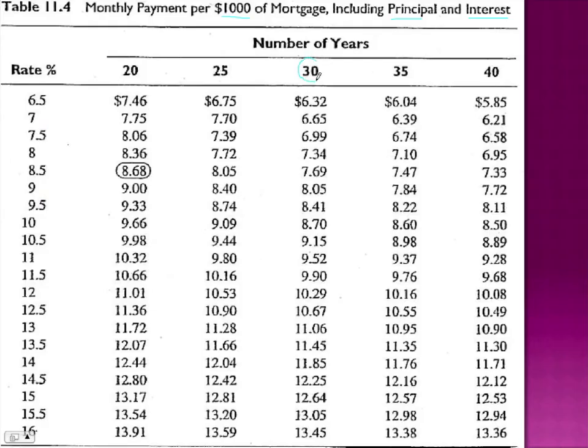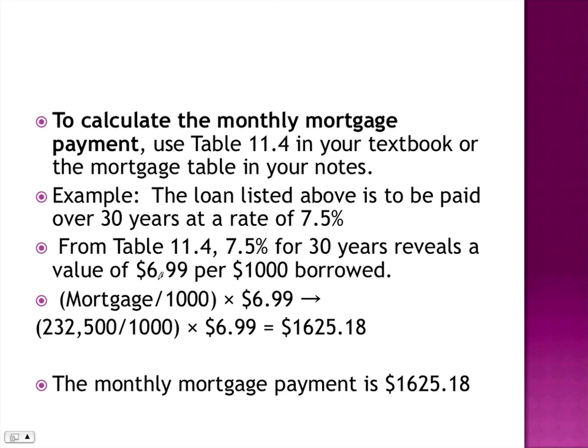So for a 30-year loan at 7.5%, you're going to end up paying $6.99 per month for every $1,000 of your mortgage. Okay, so this is the information we got from that table, the $6.99. So what we want to do is take the mortgage amount and divide it by 1,000. This is going to tell us how many thousands we actually have, and then you multiply it by $6.99. So the $232,500 divided by 1,000 times 6.99 gives us a monthly payment of $1,625.18. Okay, so that's how you calculate your monthly mortgage payment.